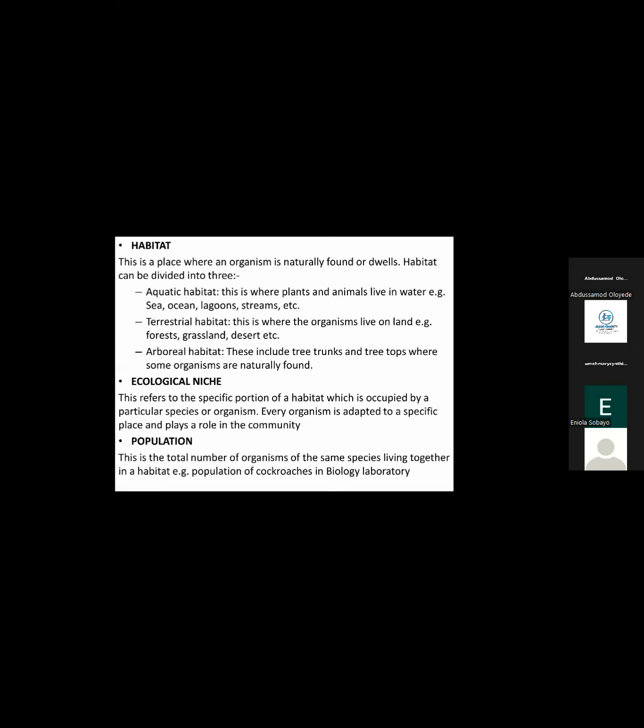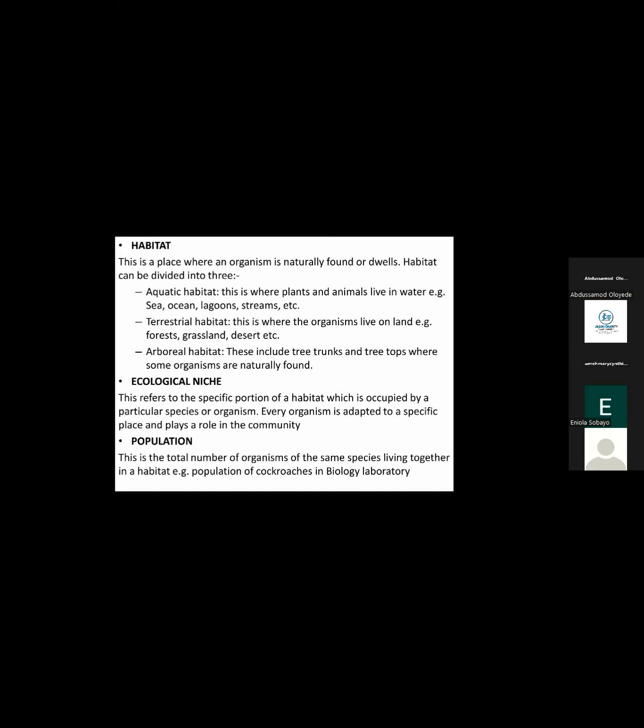Now let's move to another concept, which is habitats. Now habitat is where an organism is naturally found or dwells. We say habitat is the natural dwelling place of an organism. The natural dwelling place of an organism refers to habitat. Where an organism dwells, where an organism lives. This is what is referred to as habitat.